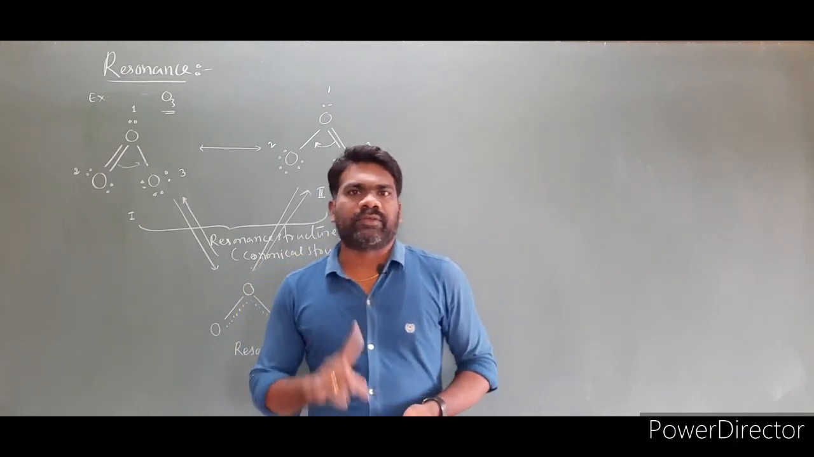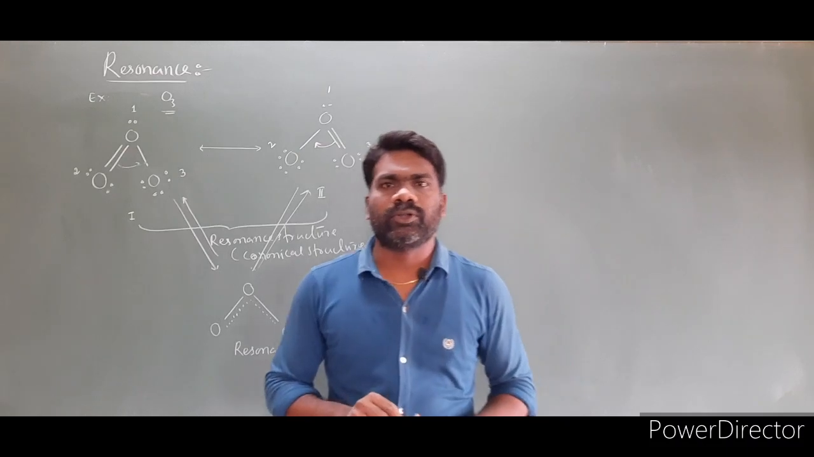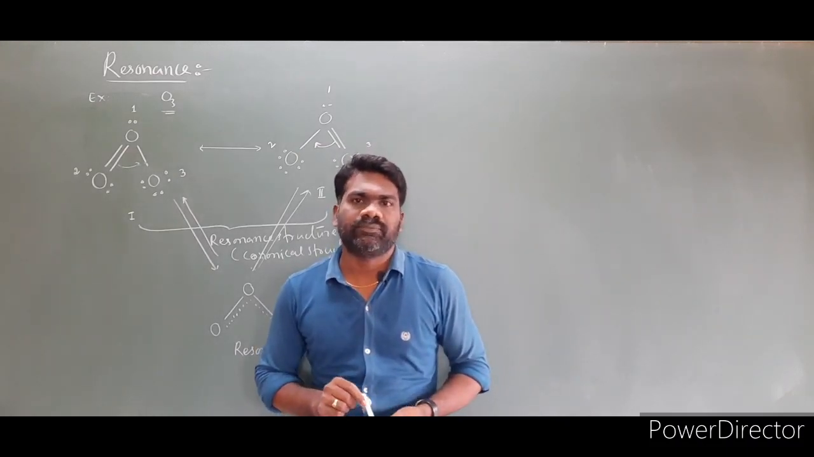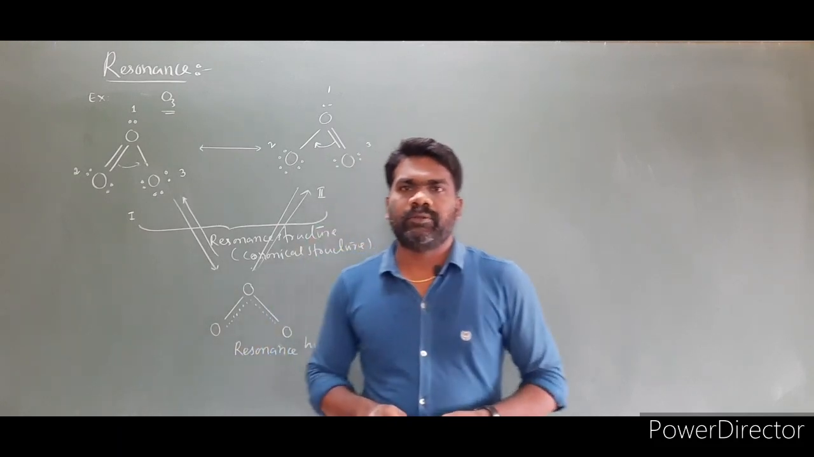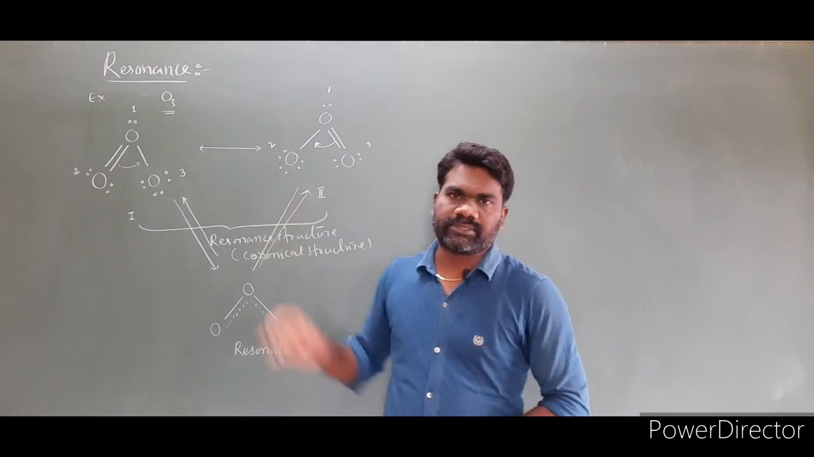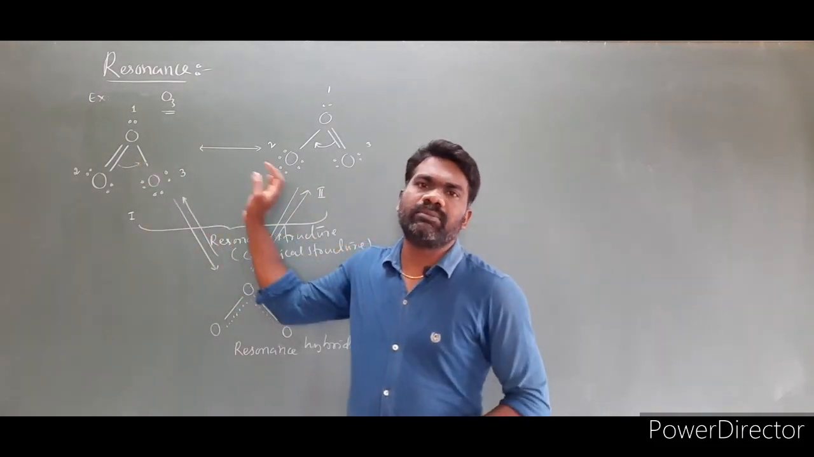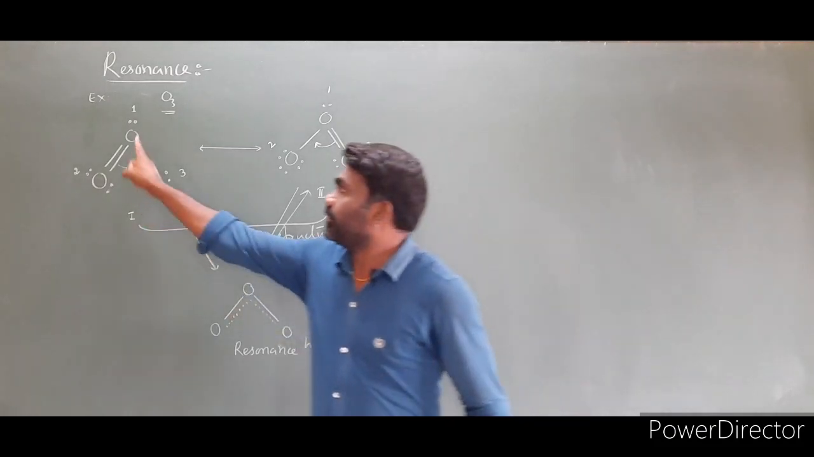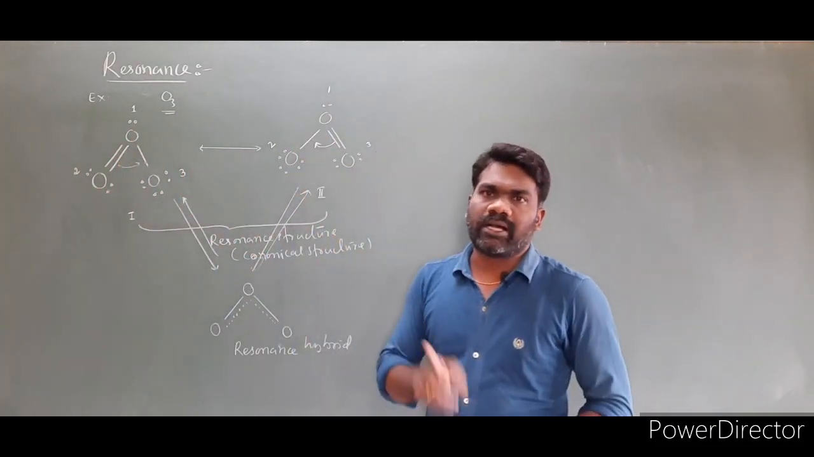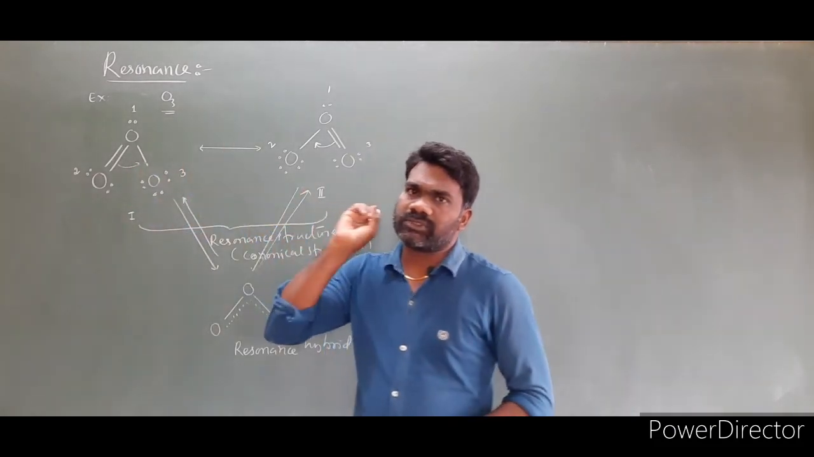Definition. The definition of resonance is the existence of two or more Lewis structures for a given molecule is called resonance. Important point number 2. Resonance structures have a similar position of atoms and a different arrangement of electrons. Very important point: position of atoms 1, 2, 3 same. Position of atoms or nuclei is the same, but only the arrangement of electrons is different.